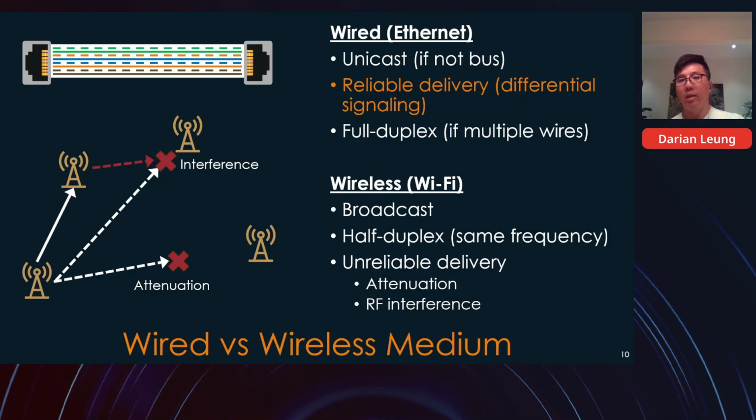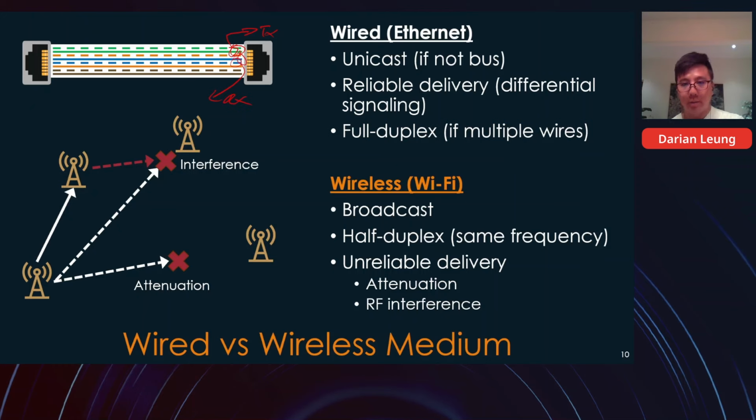In the case of Ethernet, reliability is achieved by using differential signaling with twisted wire pairs. So here, the green pair is one signal, the blue pair is another signal, and so on. Thirdly, wired mediums can be full duplex, meaning that data can be transmitted and received simultaneously. So in an Ethernet cable, the green pair handles the transmit signal, and the orange pair handles the receive signal.